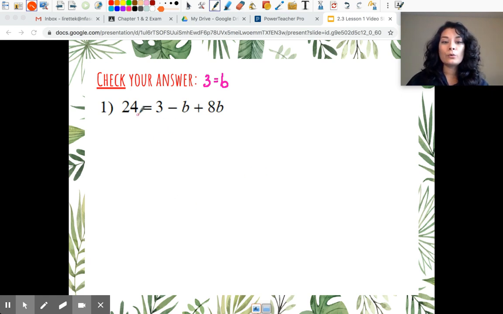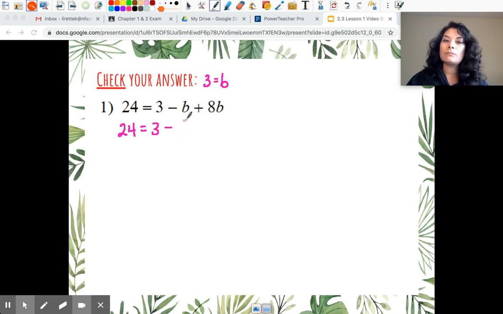And in order to do a check, we're going to replace everywhere where we see a b, we're going to replace it with that number that we just got as an answer. It's important to understand that when you're doing a check, you're not solving. You're just substituting and then evaluating like we learned how to do in a previous lesson. So I'm going to rewrite this equation, and then everywhere where I see a b, I'm going to replace it with a 3.